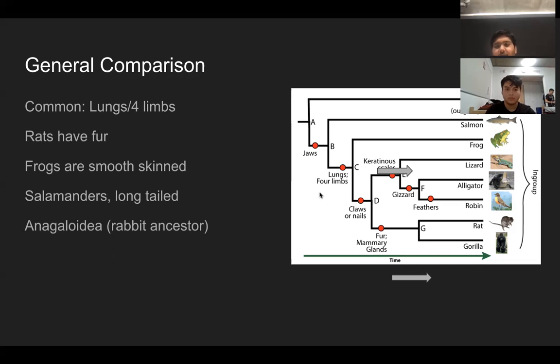So for frogs, their most recent ancestor is salamanders. They're very smooth skinned and they have long tails. As evolution happened, they lost the tail, but they kept the smooth skin. Rats, however, have a common ancestor called the Anagale. It's a common ancestor of the rabbit, so rats are pretty close to rabbits and other mammals like that. Rats did shrink in size and they got a much longer tail.